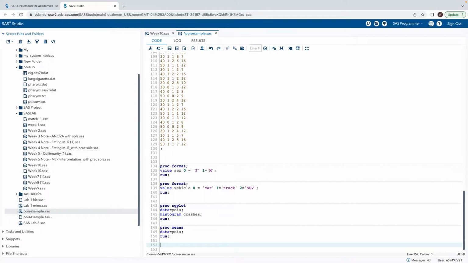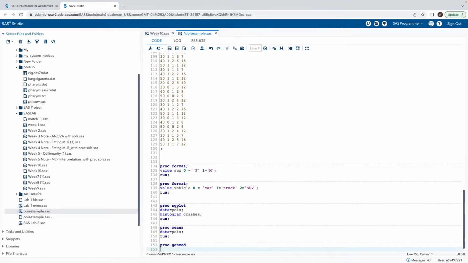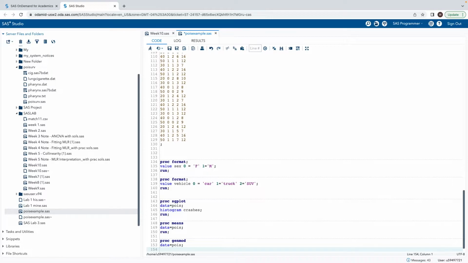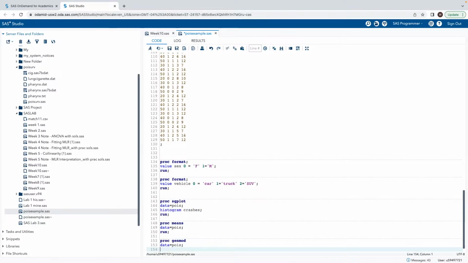So for Poisson regression, we use not proc GLM, but proc GenMod. And we specify the data that we're going to be using. We named it Poisson. I guess the first thing you can do, well, I like to do format first, and I created formats for sex and vehicle.